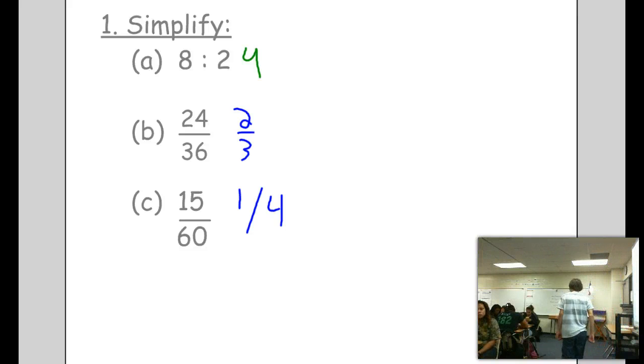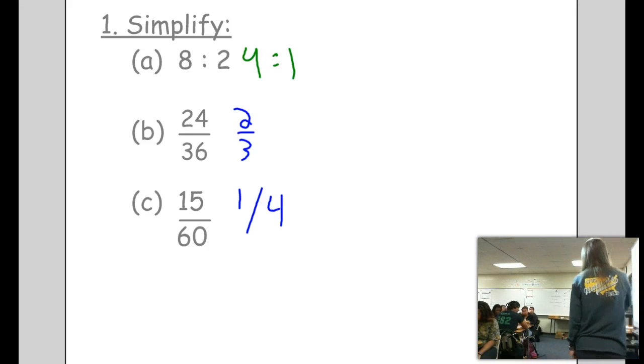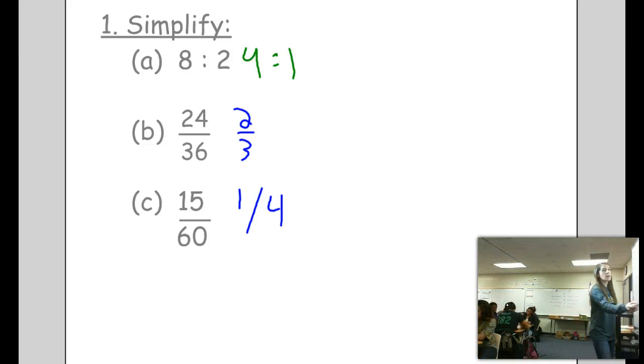All right, very good. The first one I might put 4:1, but if you just put 4, it's okay. But since it is a ratio, we are comparing something, so I would maybe finish this off with a :1. I know when you put that in your calculator, it gives you 4. It doesn't give you 4 over 1 because the 1's understood. All right, we got that down pat.